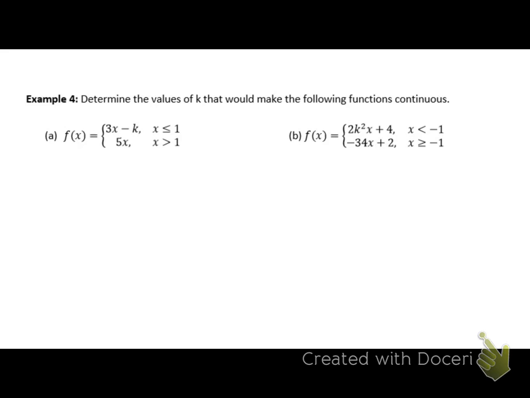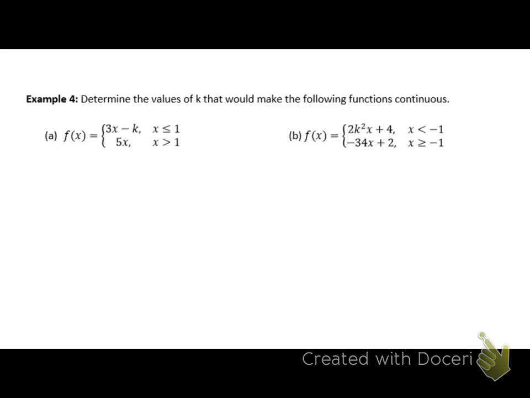Well, in order for that to be continuous, first it would have to exist there, and it does, and it will because for each piecewise function that we're looking at, it's defined on one side or the other. So that's not going to be an issue. But the limit also has to exist. And when you're talking about piecewise functions, the limit existing is going to be the issue. So in order for the limit to exist, we need the left-hand limit to equal the right-hand limit at the place we're worried about. Well, for A, we're worried about 1.